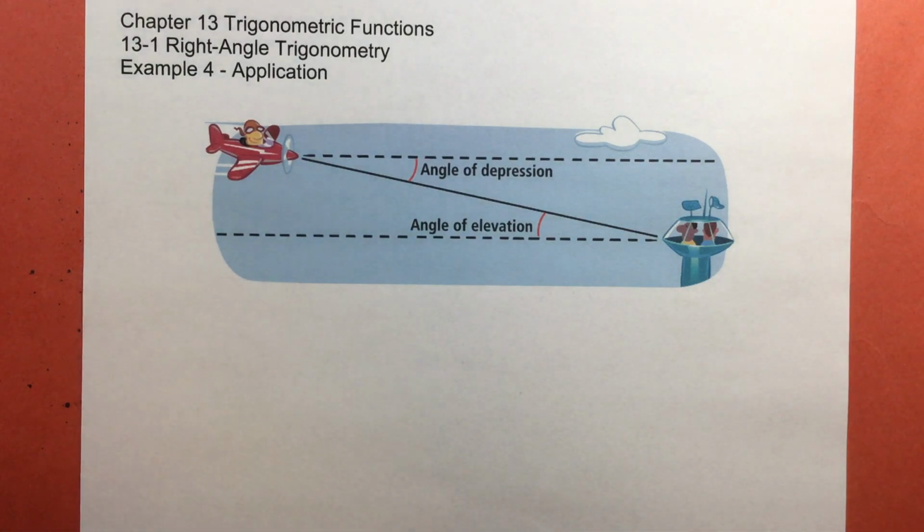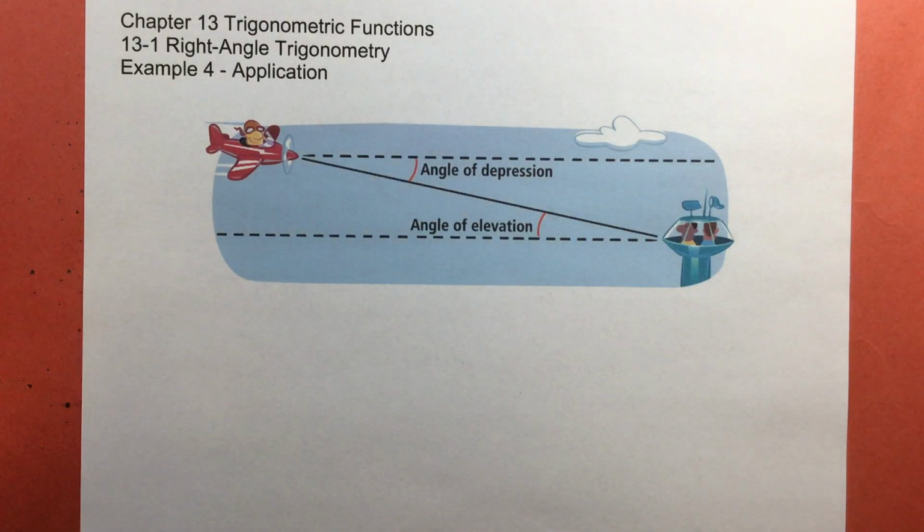Hello, welcome back to Chapter 13, Section 1, where we're talking about right-angle trigonometry. In this example, we're going to be talking about angles of depression and angles of elevation. I didn't draw this picture, I stole it from the textbook, but it's very good for explaining what an angle of elevation and angle of depression is.